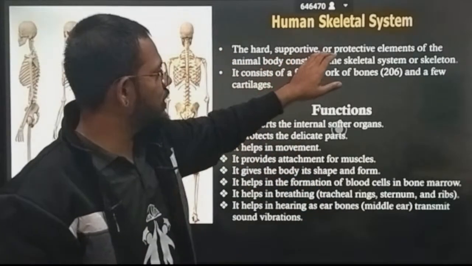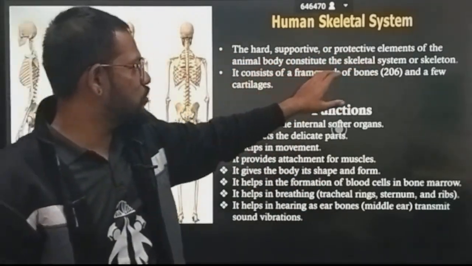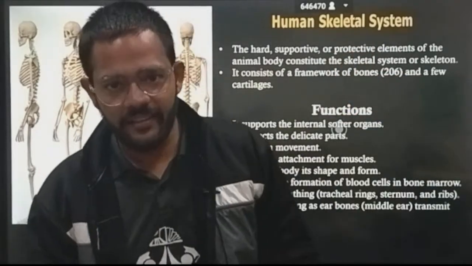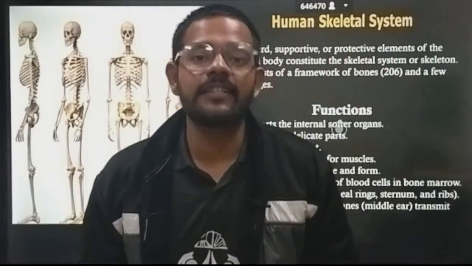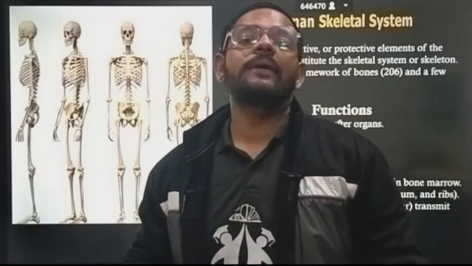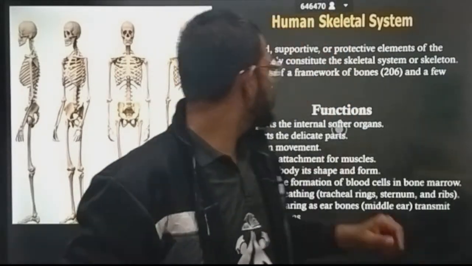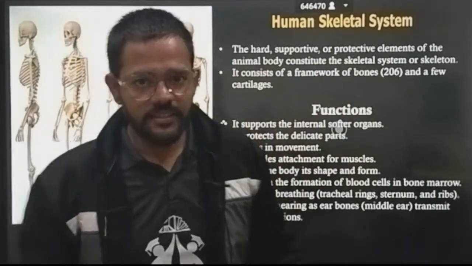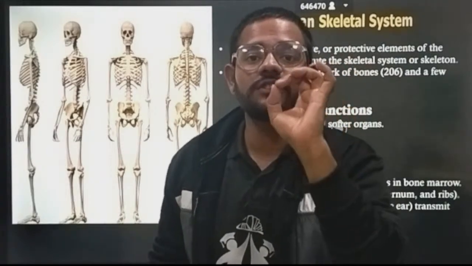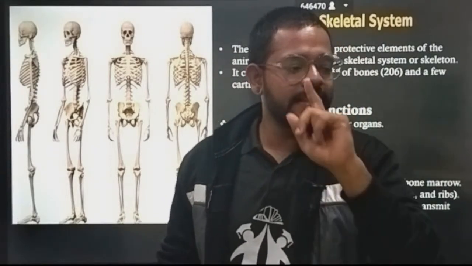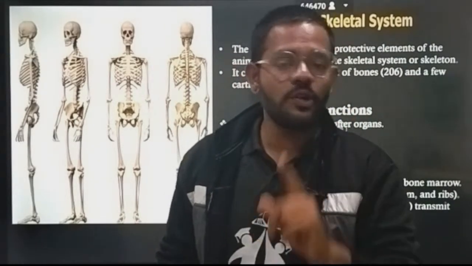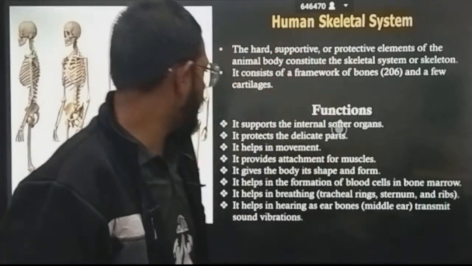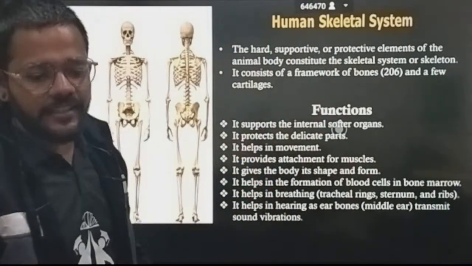So the hard, supportive and protective element of the animal body constitutes the skeletal system or skeleton. The stiffness and hardness a body gets is because of the skeletal system. It consists of a framework of 206 bones and a few cartilages. Our skeletal system is made up of 206 bones. Okay, so what are the functions of your skeletal system?